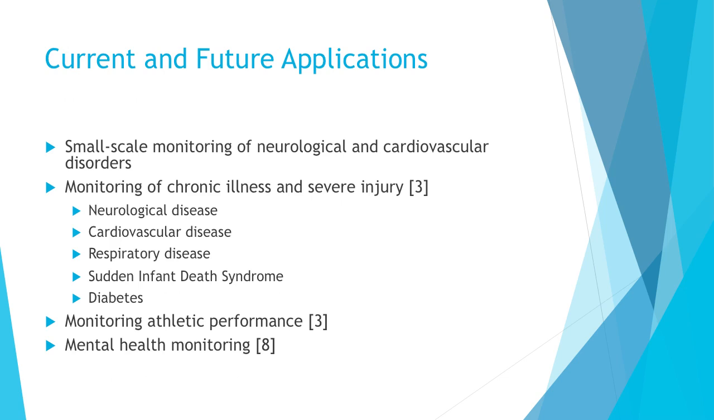These flexible electrode textiles are currently in their infancy, and researchers are still investigating their uses and applicability for mass use in production. In the future, these flexible electrode textiles can be used to monitor chronic illness and severe injury, including neurological diseases such as epilepsy, cardiovascular disease, respiratory diseases such as asthma and sleep apnea, and as mentioned at the beginning of the presentation, SIDS and the identification of diabetic ulcers.